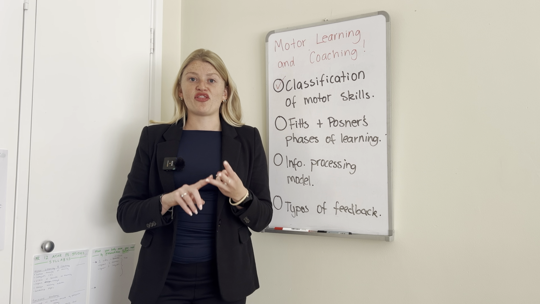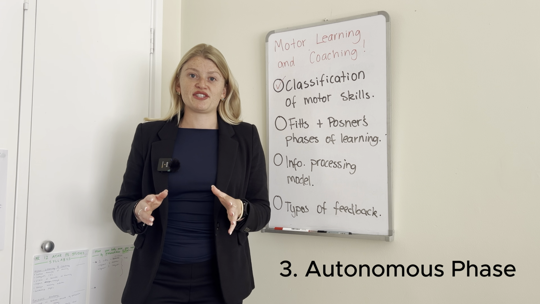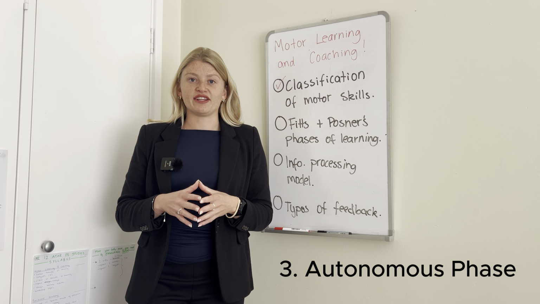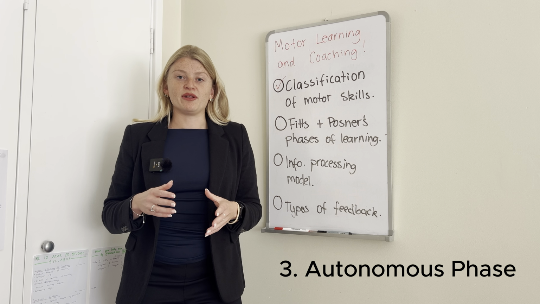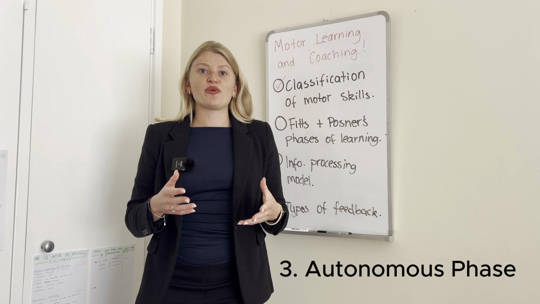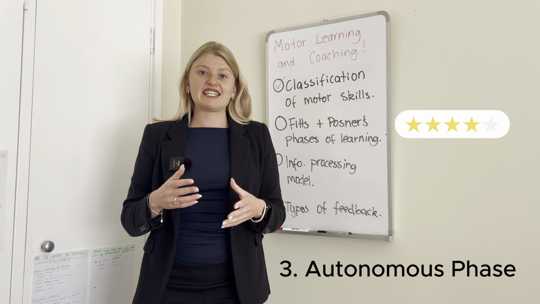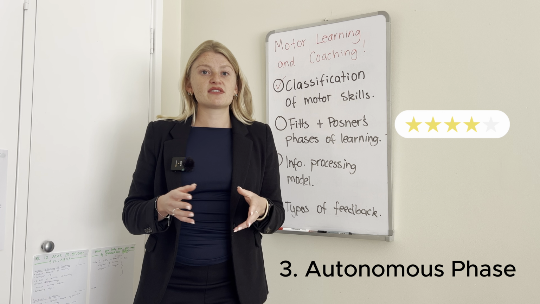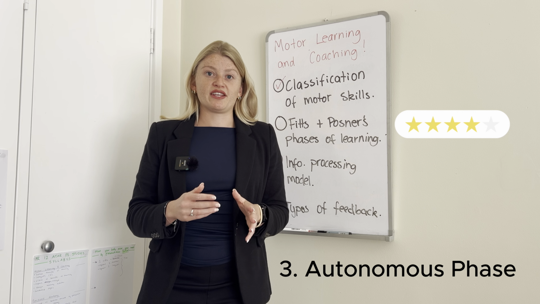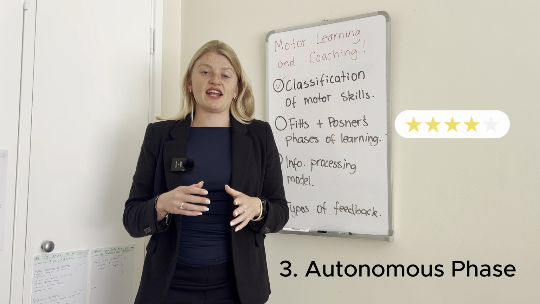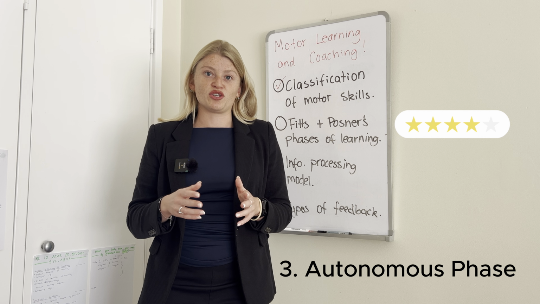Now we move on to the third phase, which is the autonomous phase. This is characterized by the athlete doing the skills without consciously thinking about it, and their performance variability is very low. So an example would be an elite soccer player or an elite tennis player like Serena Williams. They still have a coach to be by their side when they need them, but majority of the time they can adjust their errors and adjust their skills according to what they need to do.